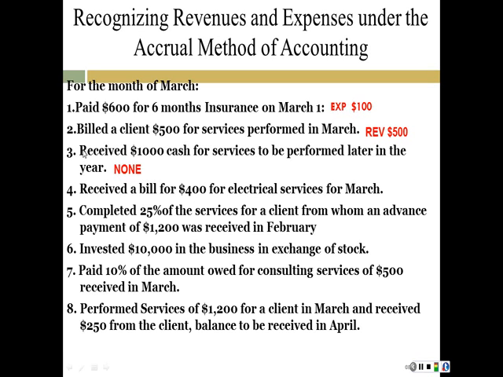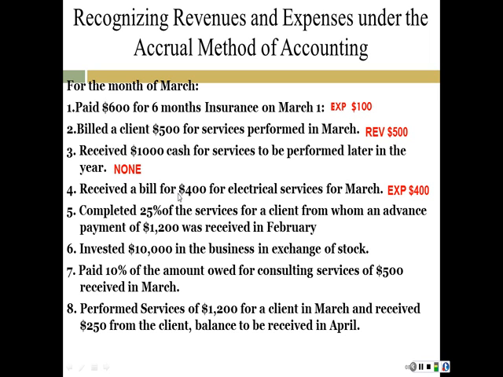Number 4. Received a bill for $400 for electrical services for March. Here we've received a bill. We haven't paid cash. We've just received a bill for services that we received for March. Should we record this as an expense? Answer is yes. Why? Because the services were for the month of March and we've received a bill for the services that we already received for March. And so we've received the benefit, we get to record that as an expense.